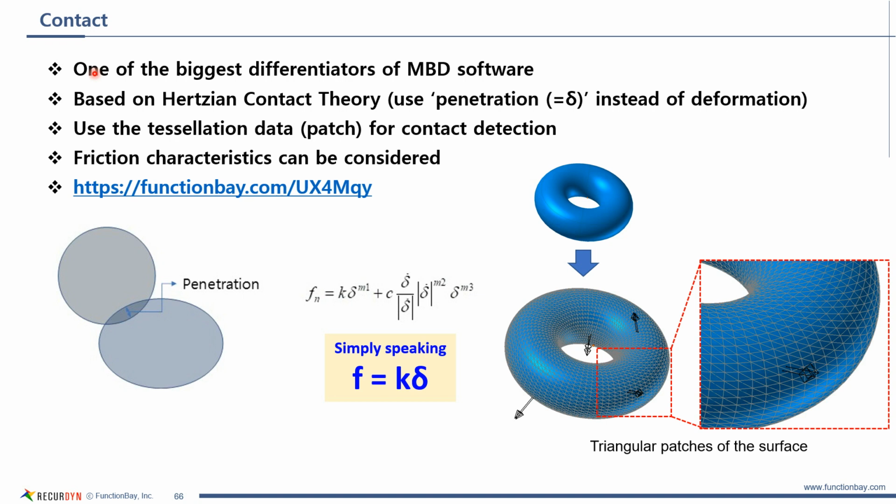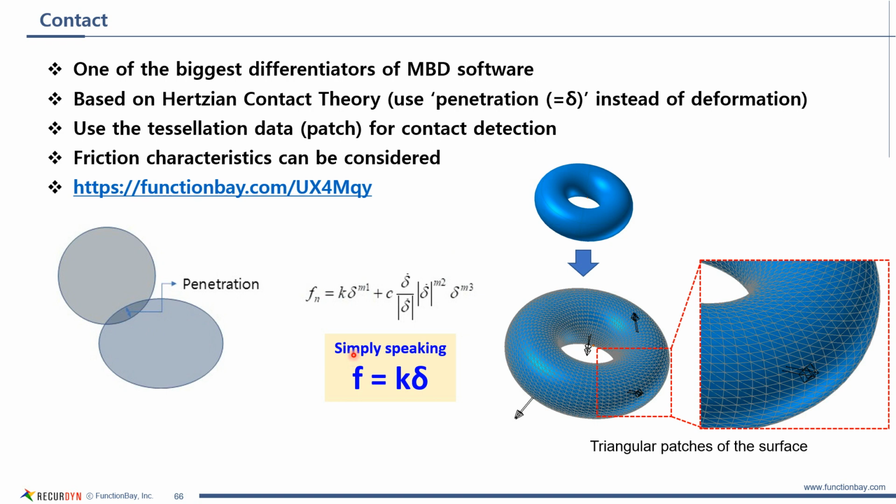RecurDyn contact is based on Hertzian contact theory. Even though Hertzian contact theory assumes the deformation of bodies, RecurDyn contact uses penetration instead of the deformation. In reality, there cannot be any penetration between bodies. Numerically, RecurDyn assumes that there can be penetration, and calculates the contact force by multiplying stiffness K to penetration. Simply speaking, if two bodies are overlapped, they push each other out.